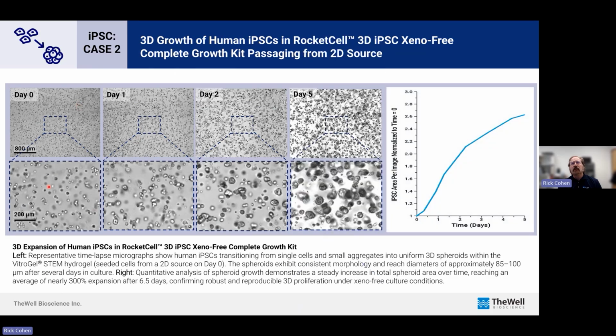At day 0, you can see single cells or small clumps. And day 1, the single cells either divide or aggregate. By day 2, you see very clear spheroids. By day 5, you can see about 100 micron spheroids. And this is the average area per image normalized at time 0. And then there's approximately a 3-fold expansion in size over the course of those 5 days. And this is all imaged on the IncuCyte S3.